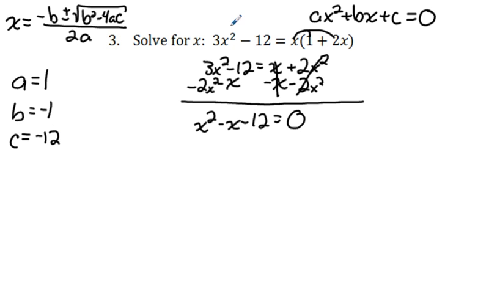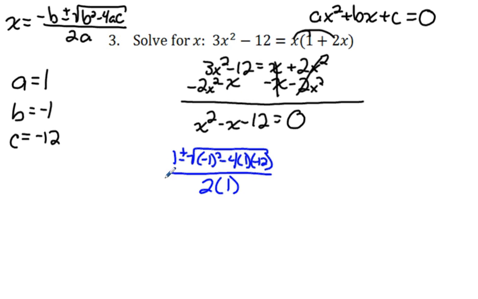So now I'm going to plug it into my formula. Okay, we've got the opposite of b. Since this is negative 1, that becomes positive 1 plus or minus the square root of b squared, so negative 1 squared, minus 4 times a, and a is 1, times c, which is negative 12, all over 2 times a, which is 1.